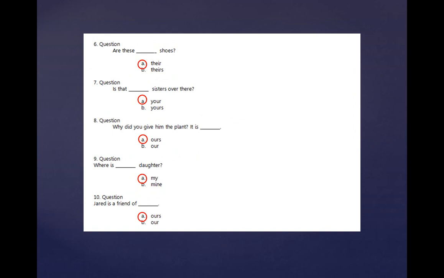Are these their shoes? Number 7, is that your sister over there? 8, why did you give him the plan? It is ours. At the end again. Where is my daughter? Jared is a friend of ours.